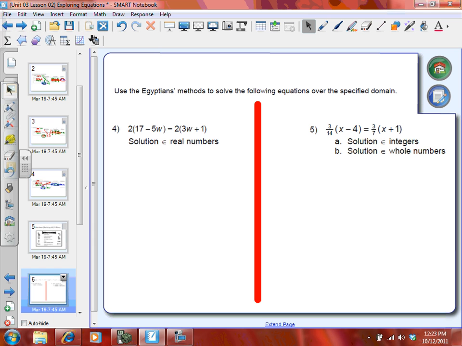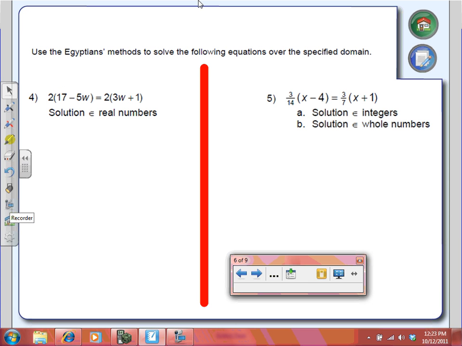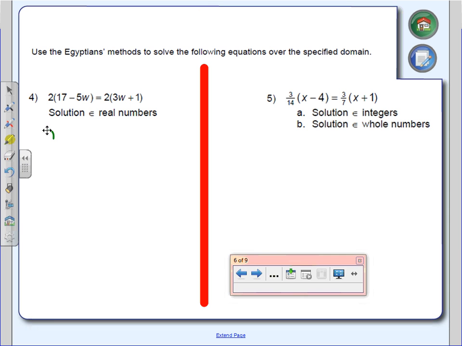So here we go. Number 4. Now again, we're going to assume I'm at home, I'm trying to do my homework, I don't have a calculator, so I got to do it the old-fashioned way. So here we go. Here's what we're working. First thing we're going to have to do is use some distributive property. We got to get rid of the grouping symbols.